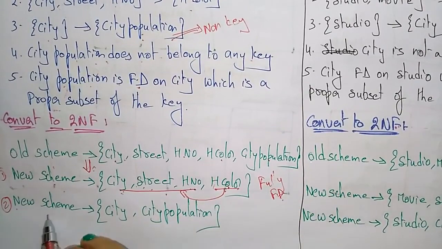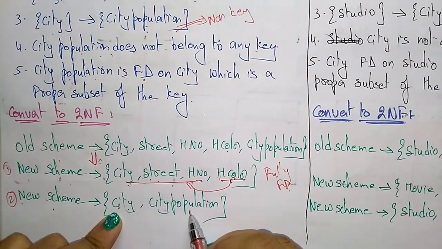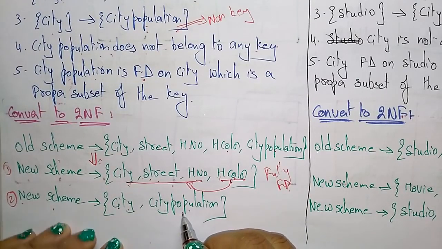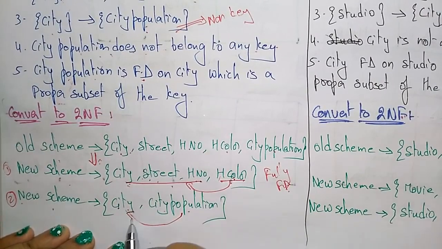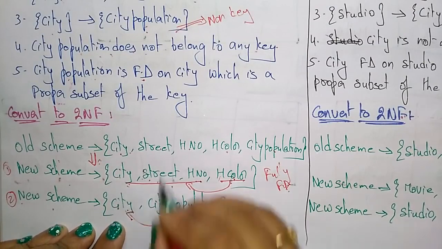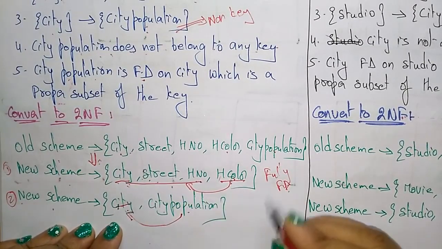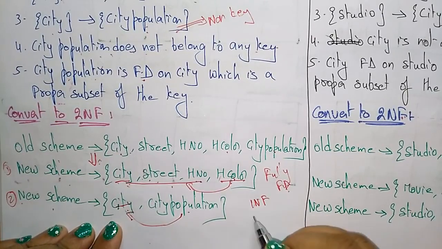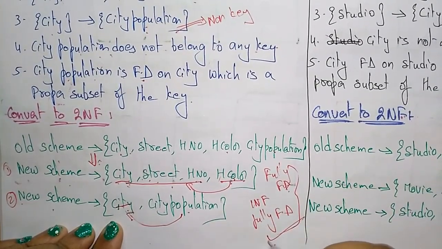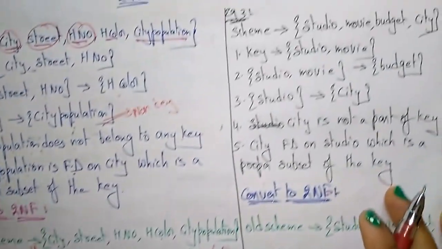The other new schema is another table, city and city population, because city population is a non-key attribute that depends upon the city. Here these tables are in 1NF because each table has one primary key, and they are fully functionally dependent. So you can say the two tables are in 2NF.